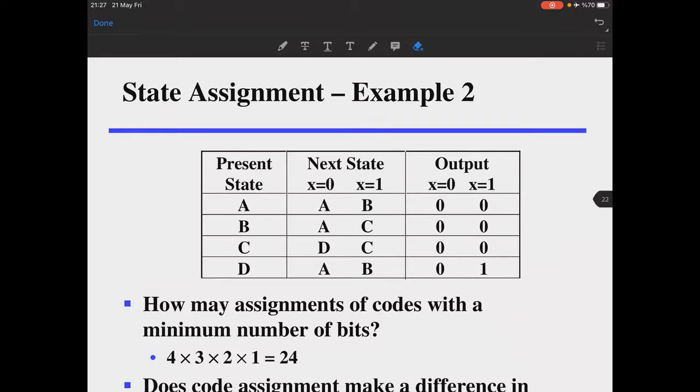The first one is counting order assignment. Namely, you write them like this: 00, 01, 10, and 11. This is called counting order assignment. And the second one, which I prefer much better, is 00, 01, 11, 10. It's called gray coding. This is how we code it.